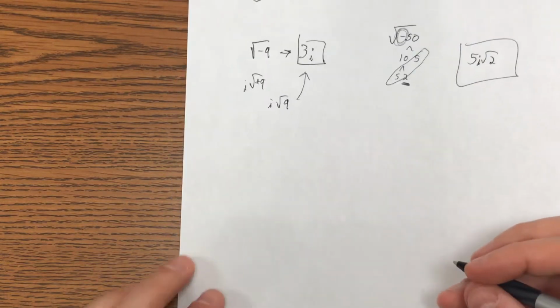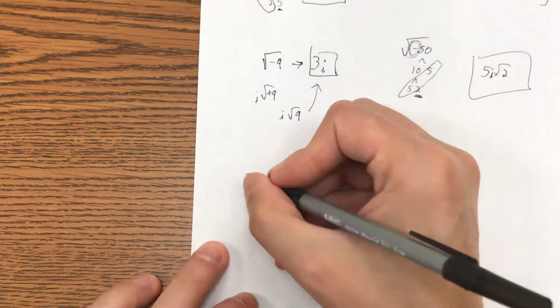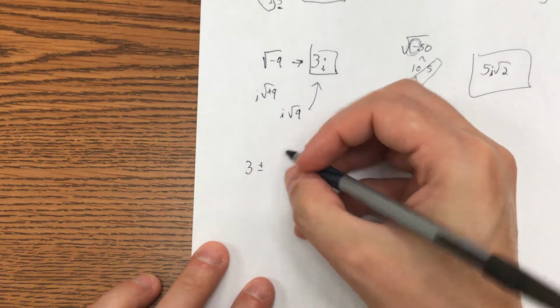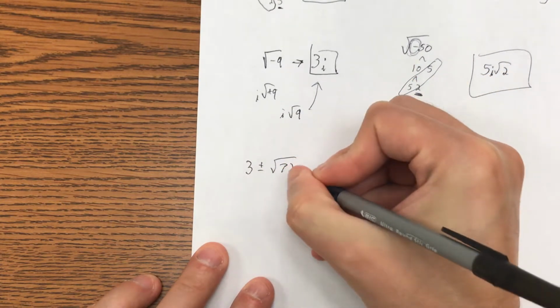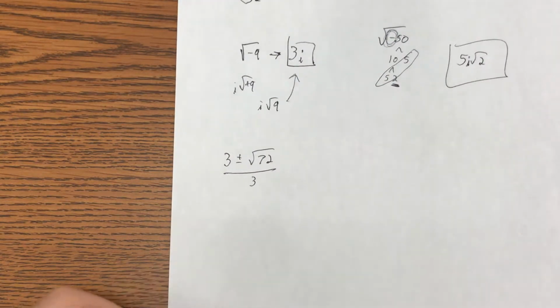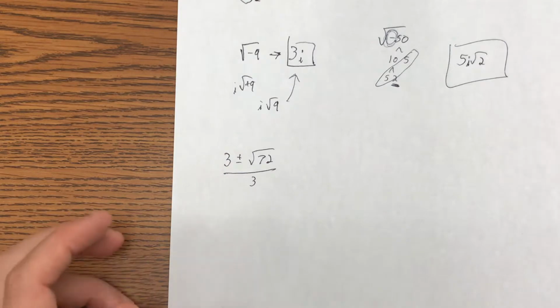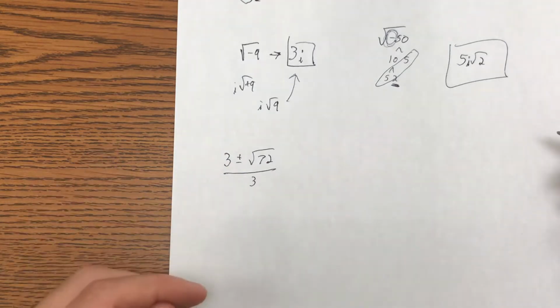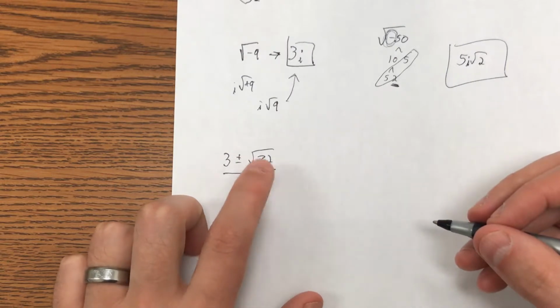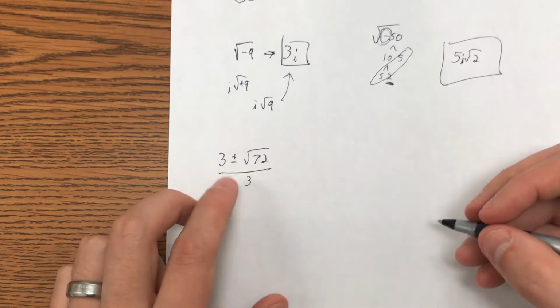Other things that can happen, let's pretend that we were doing the quadratic formula and we ended up with something like this. This can be simplified in 2 ways, and I don't mean like you have options. There's 2 things you have to do to simplify this. The first is to simplify the square root of 72, and then you're going to see what happens afterwards.